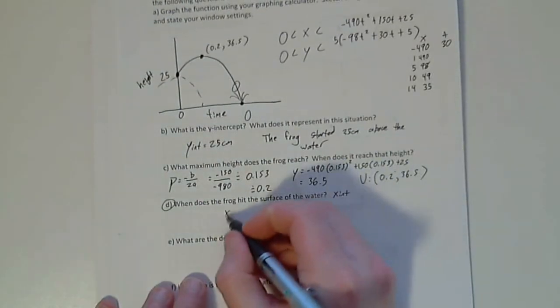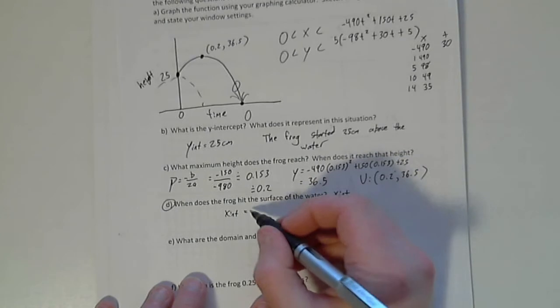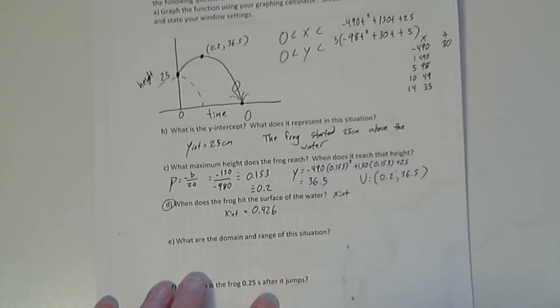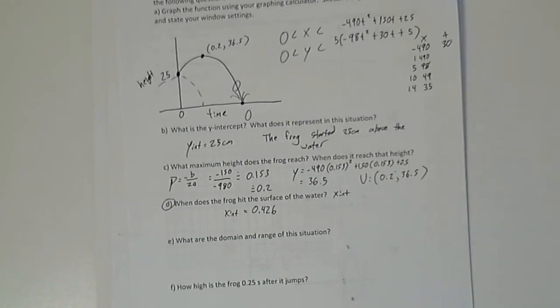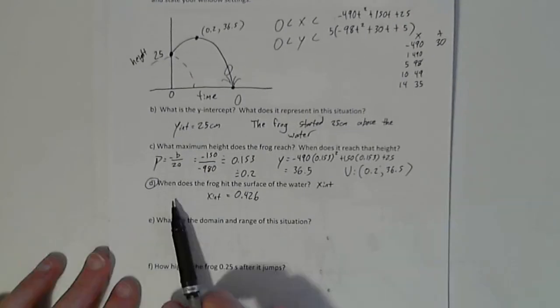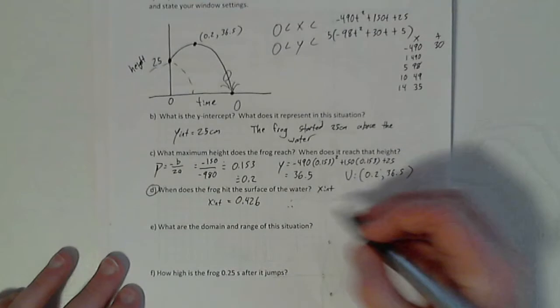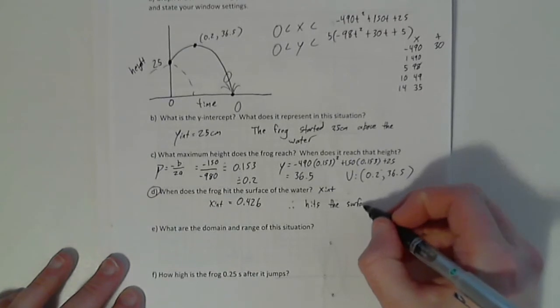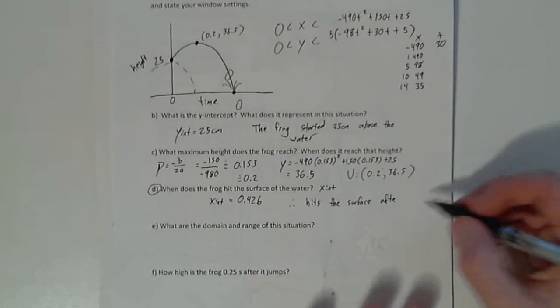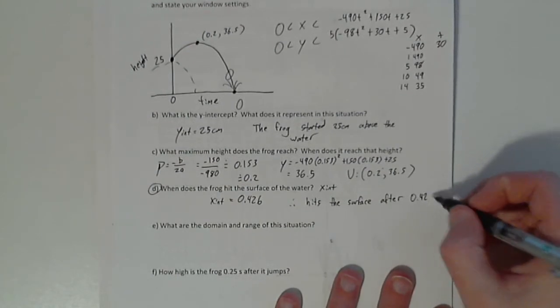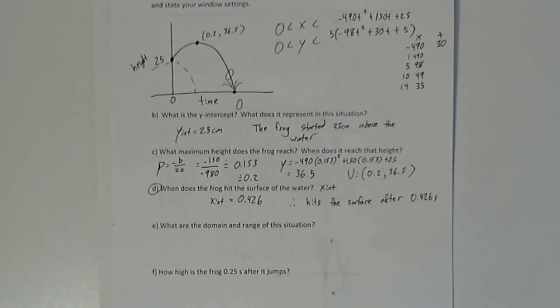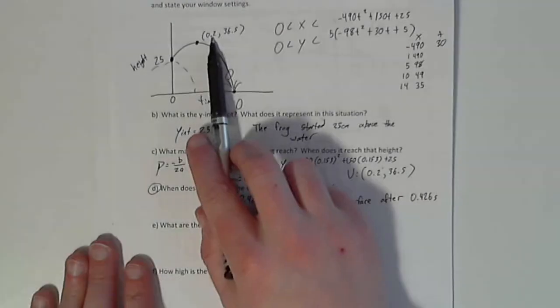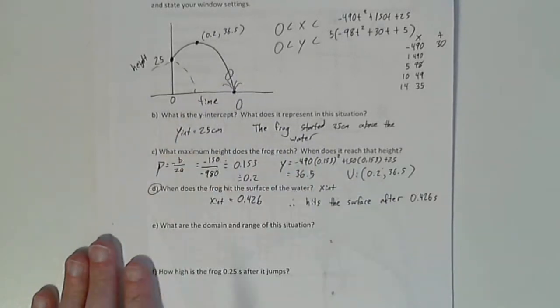Okay, I get the x-intercept is 0.426. Good. So it was indeed a decimal. When does the frog hit the water? So the frog hits the surface after 0.426 seconds. Really short amount of time. He's really not in the air very long, which makes sense because that was 0.2 seconds in. So it's a bit longer of a fall than it was a rise.